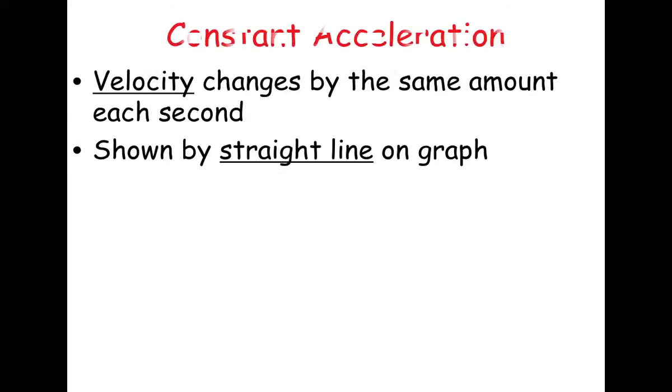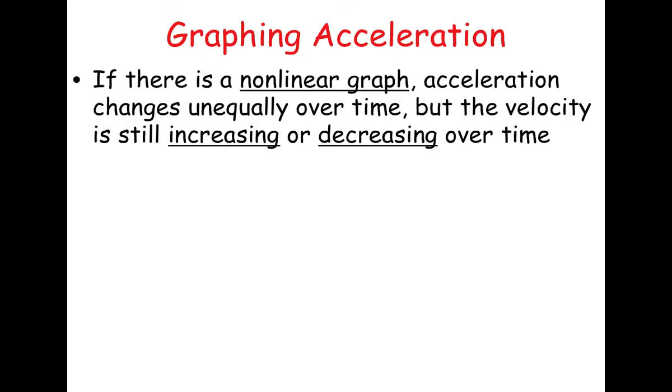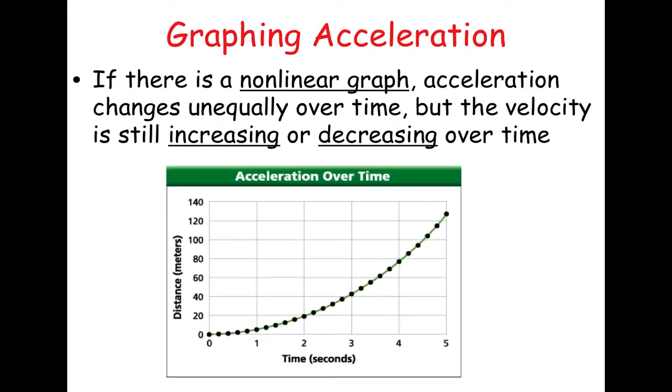Now, we can also talk about constant acceleration, and this is where the velocity changes by the same amount each second. And this is a straight line on a graph. So the two lines that we saw on those speed-time graphs are actually constant acceleration or deceleration because they have straight lines. However, we don't always have straight lines. And if it's nonlinear, in other words, it's not a line, it's a curve, that means that we have unequal acceleration. And so we would get a line that looks like this instead when we have unequal acceleration. We're still accelerating, it's just not an even acceleration all of the time.